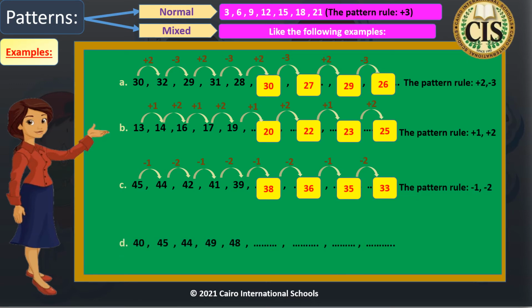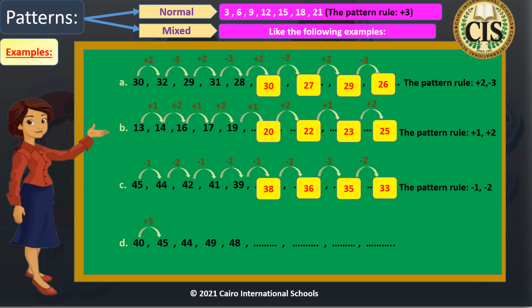and minus 2. The last one, 40, 45, 44, 49, 48. Look carefully at the first two numbers. 40 becomes 45. It increased. Fine, so we will write plus in the pattern rule. Plus what? Plus 5. Subtract 45 minus 40. It will be 5. Look at the next two numbers, 45 and 44.